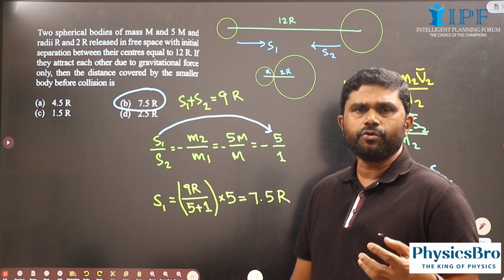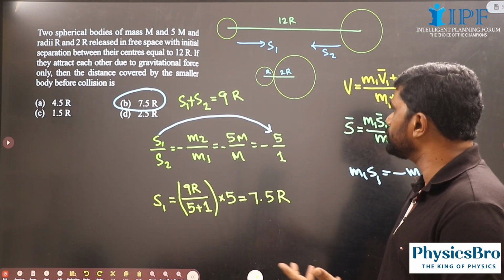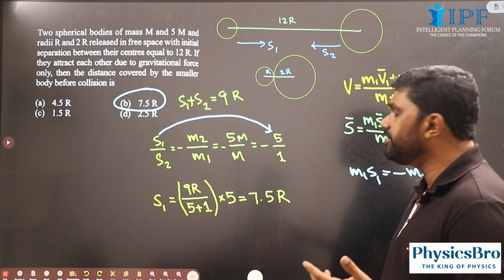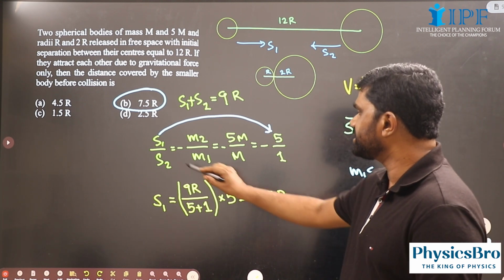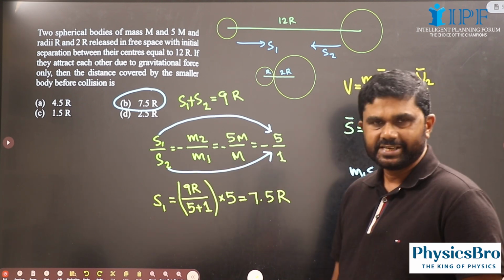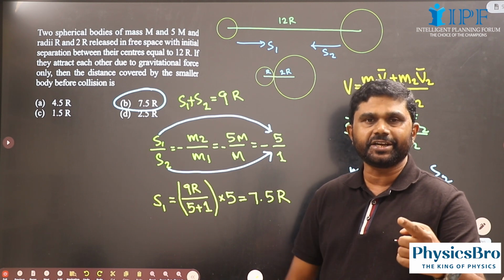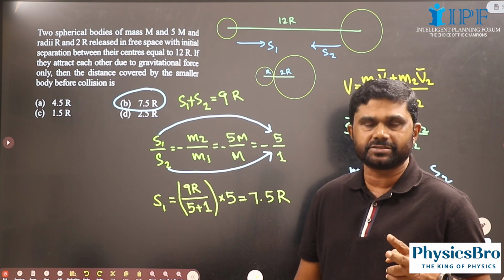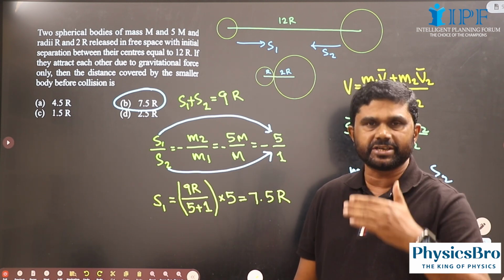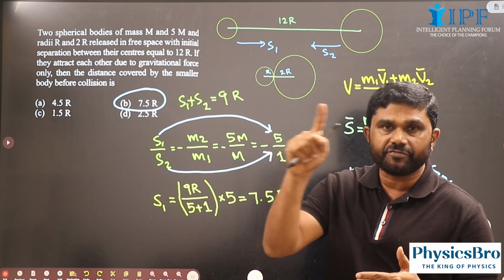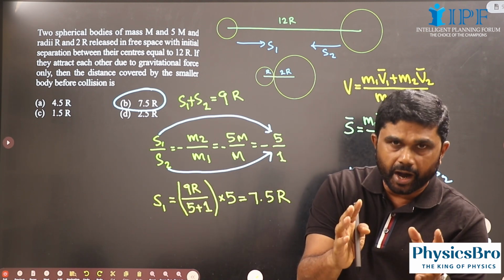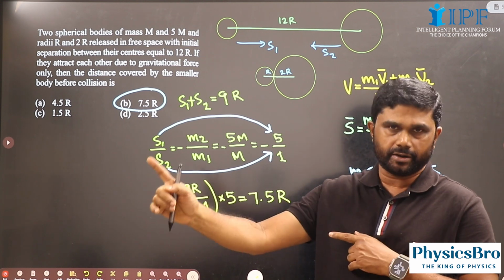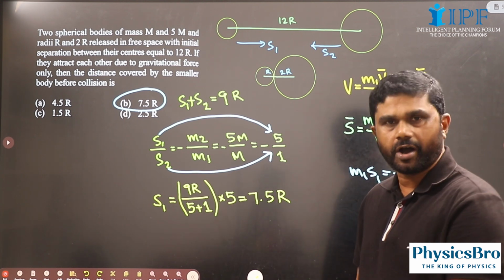Now see, what would be S2? Means the displacement of the heavier ball. S2 will be 1 part. 9R is to be divided into 5 plus 1, 6 equal parts. Each part will be 9R by 6, of which S1 will be 5 parts, means 9R by 6 into 5, and S2 will be 1 part, 9R by 6 into 1, means it is 1.5R.